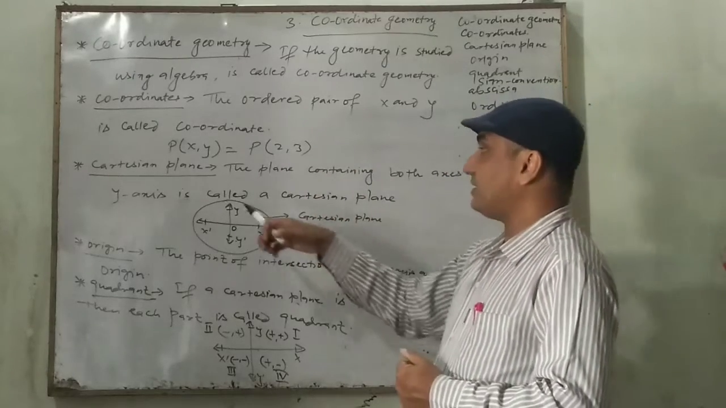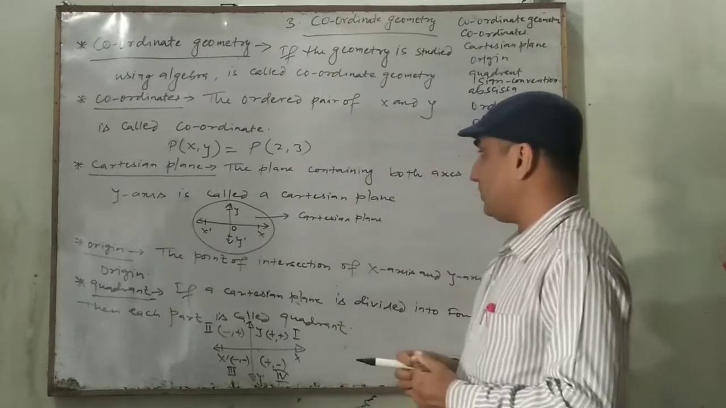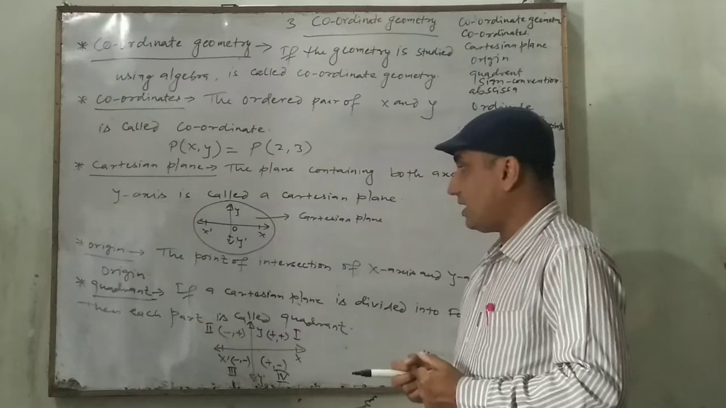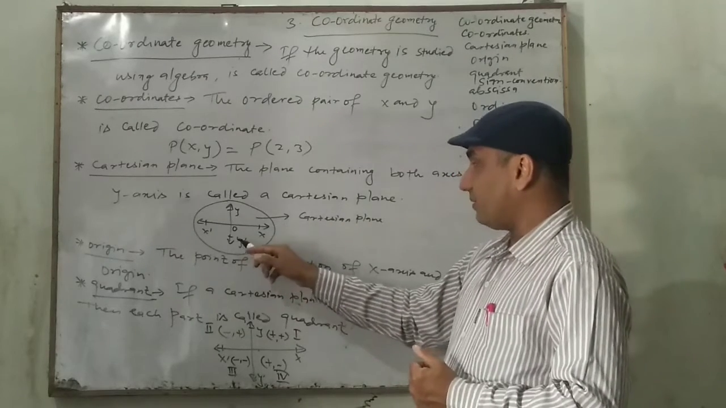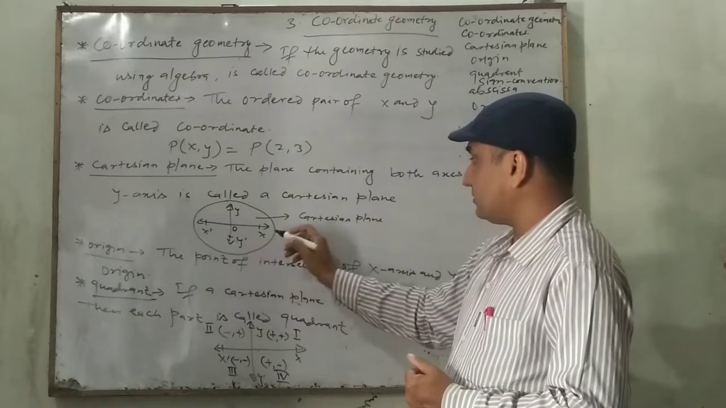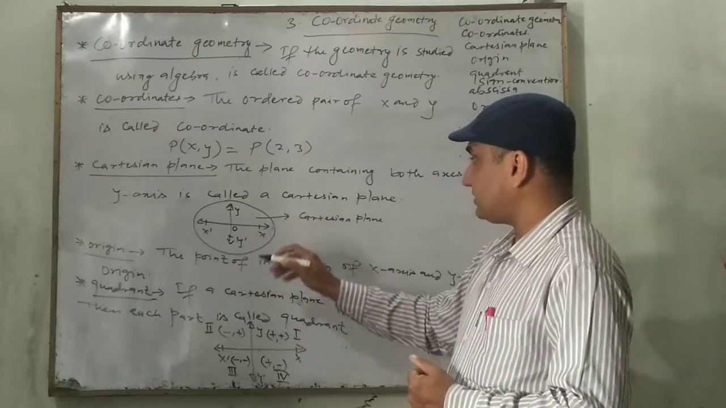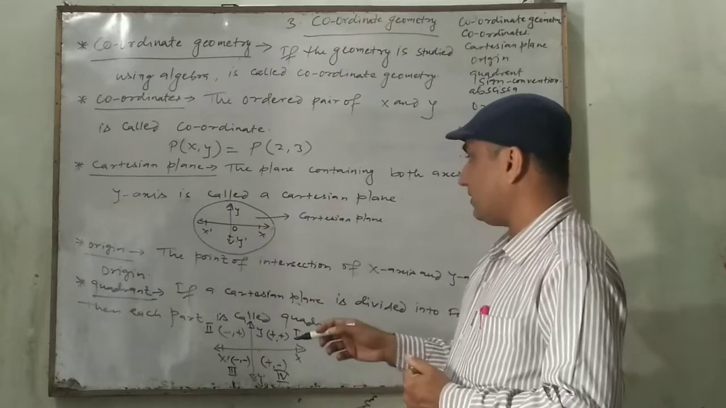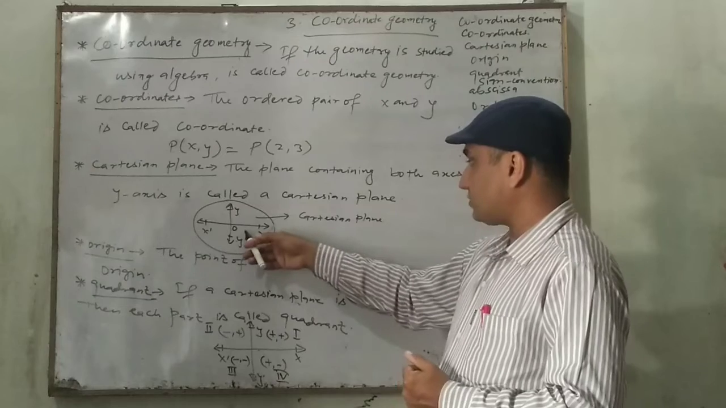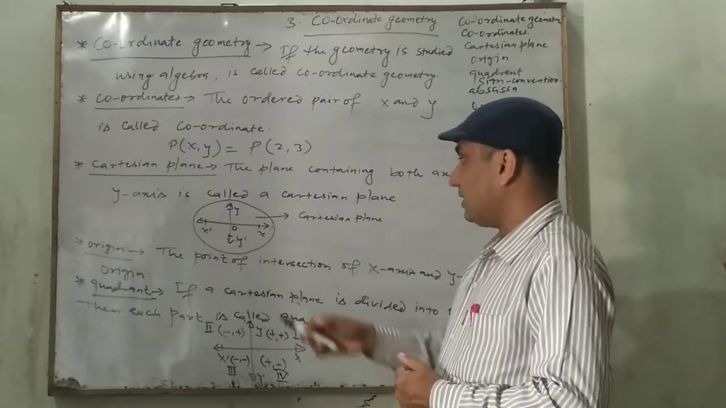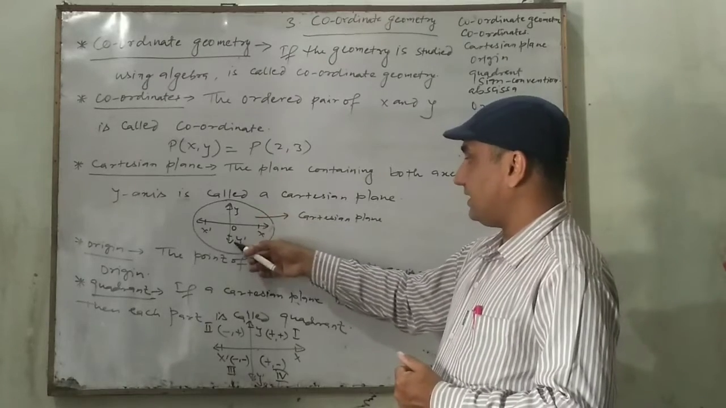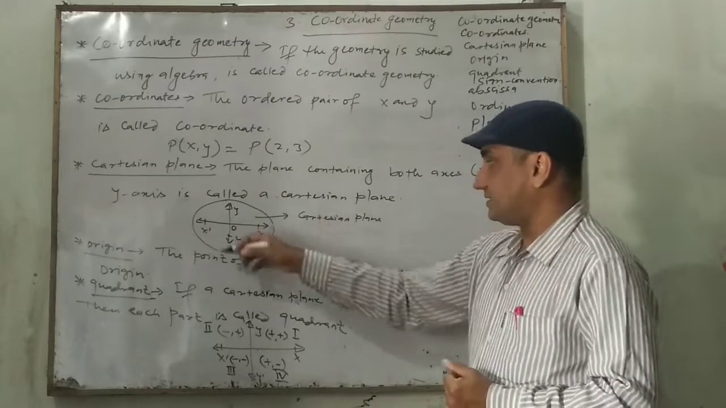Okay, the next point is the Cartesian plane. The plane containing both axes, the x-axis and the y-axis, is called a Cartesian plane. This is the x-axis, the horizontal axis, and this is the y-axis, the vertical axis. The x-axis has two parts: the first is positive and the second is negative. The y-axis has two parts: above the line is positive and below the line is negative. So this is called the Cartesian plane.